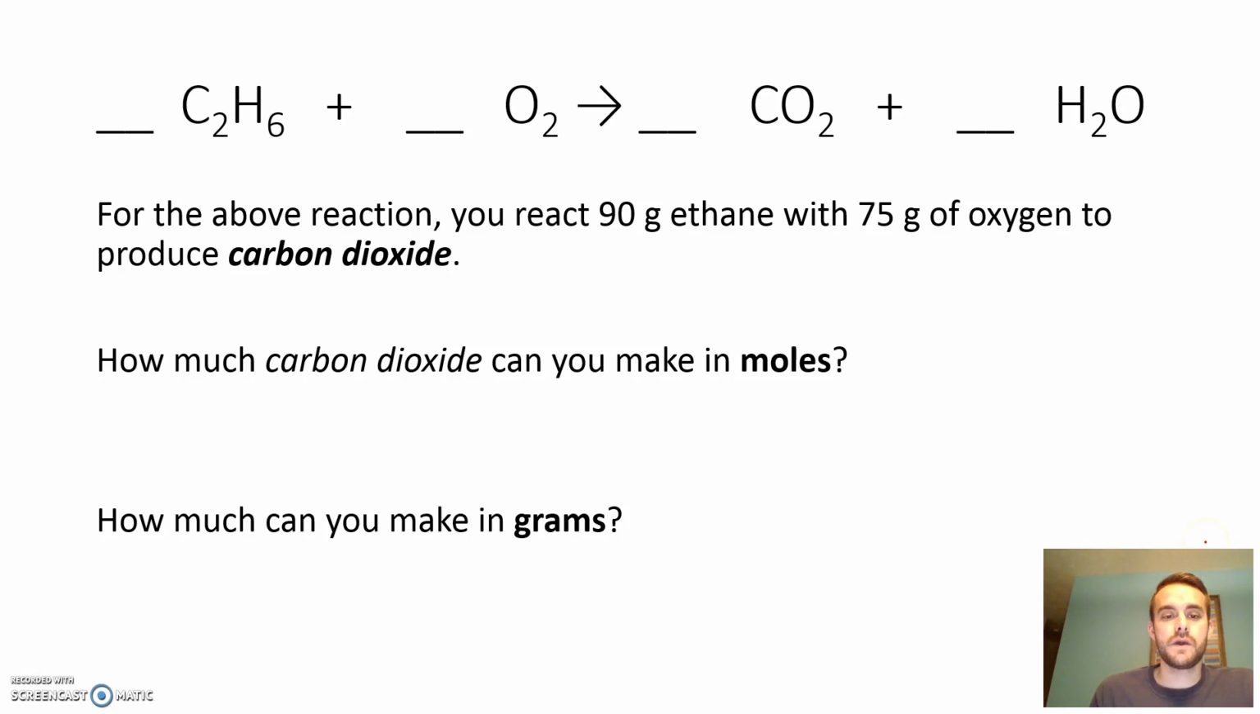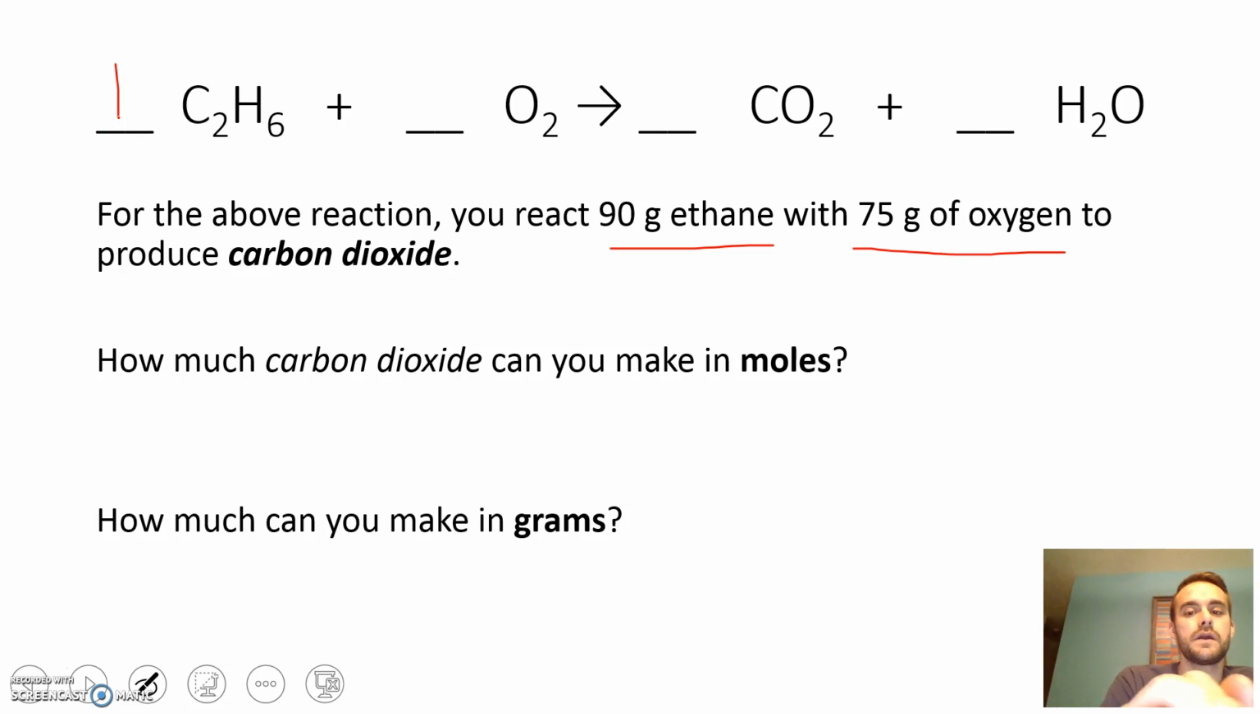Okay, final one, and I'm going to move kind of quickly here. This is a combustion of ethane gas. Okay, so you're going to react 90 grams of ethane with 75 grams of oxygen. This one requires us to balance the equation really quickly. So I'm going to do 1. I'll make my carbons match up really quick, 2 on each side. Make my hydrogens match up really quickly. And then I can leave this as a decimal for this problem because we're using the ratio. And it'll be a lot easier that way.